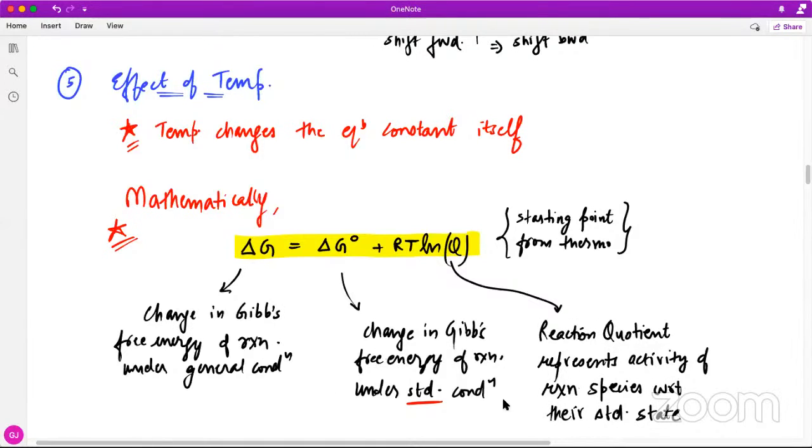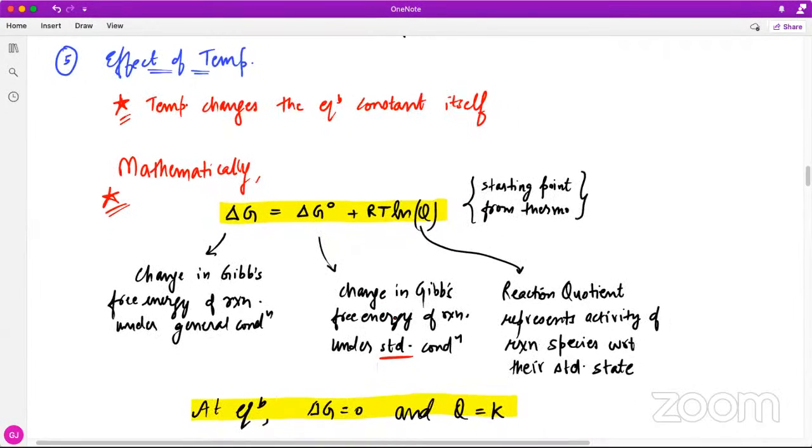And Q, reaction quotient, represents the activity of reaction species with respect to their standard state. तो इन तीनों को relate करते हुए, based upon a derivation, we get this equation. Of course, as I said, we are not getting into the derivation. This is our starting point, that delta G is equal to delta G naught plus RT ln Q. And at equilibrium, we understand that delta G is 0 and Q is equal to K. इतना लिखो.